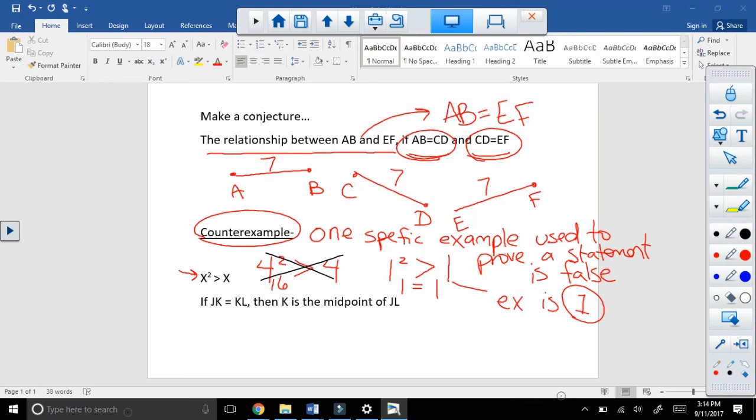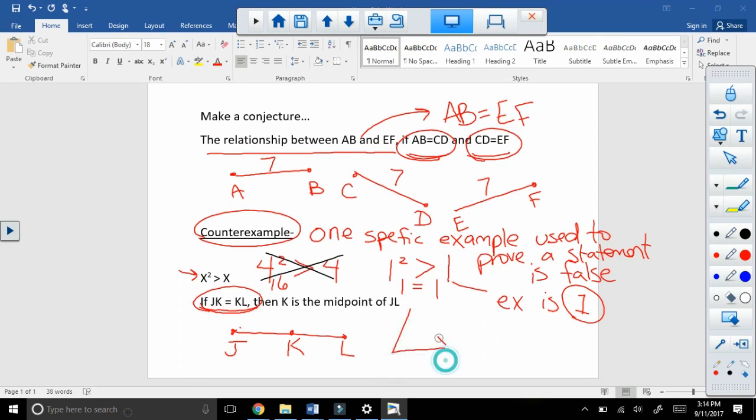Here's another example. Let's say if I have JK equals KL, I want to disprove that K has to be the midpoint of JL. And I know that it could be. If JK is the exact same length as KL, then yes, K would be the midpoint. But what you need to think here is, is there any other way that JK could equal KL, but K is not the midpoint? And yes, there are other ways.